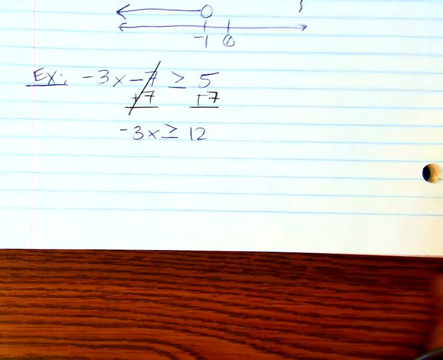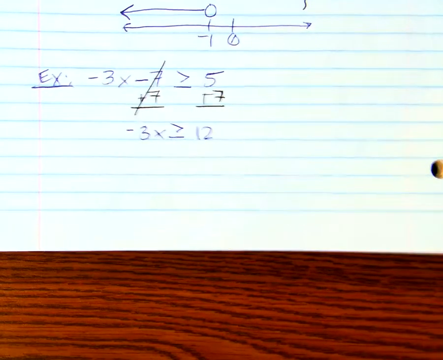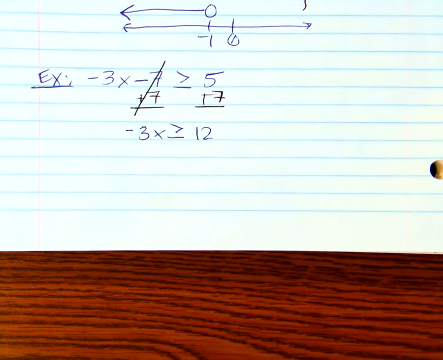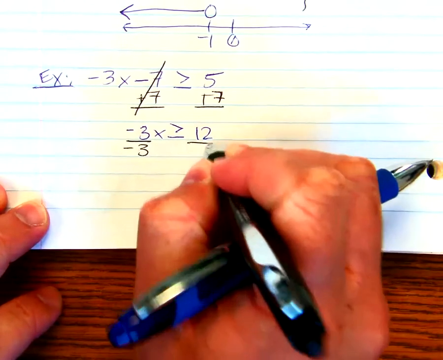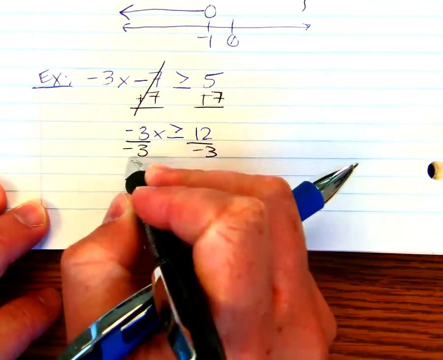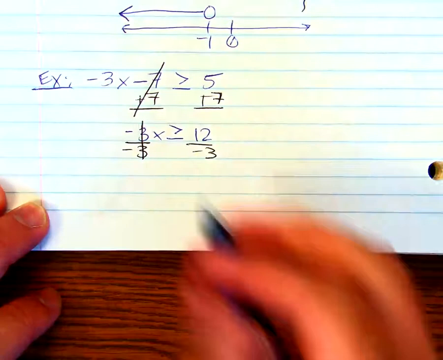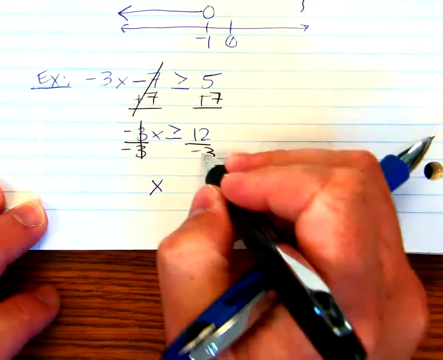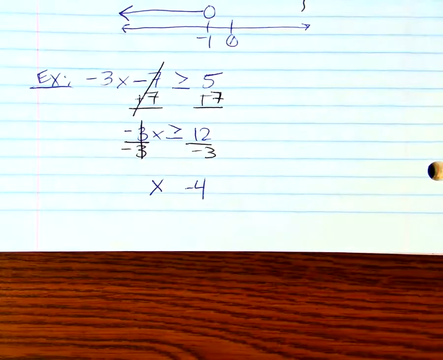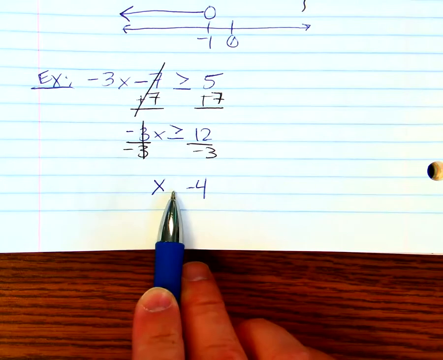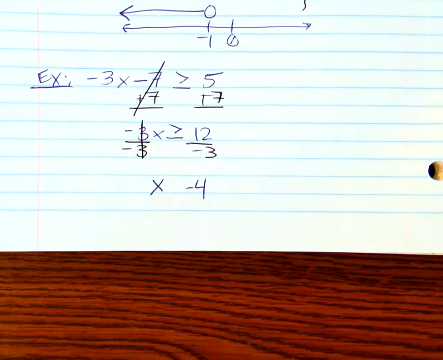And sure enough, just like you would for an equation, what would the next step be? We would divide by negative 3. So let's divide both sides by negative 3. Negative 3 divided by negative 3 is 1, so that cancels. I have my x. 12 divided by negative 3 is negative 4. Please do not write the symbol yet. You'll notice that as I wrote this, I did not write the symbol in the middle. This is the one and only difference between solving an equation and solving an inequality.